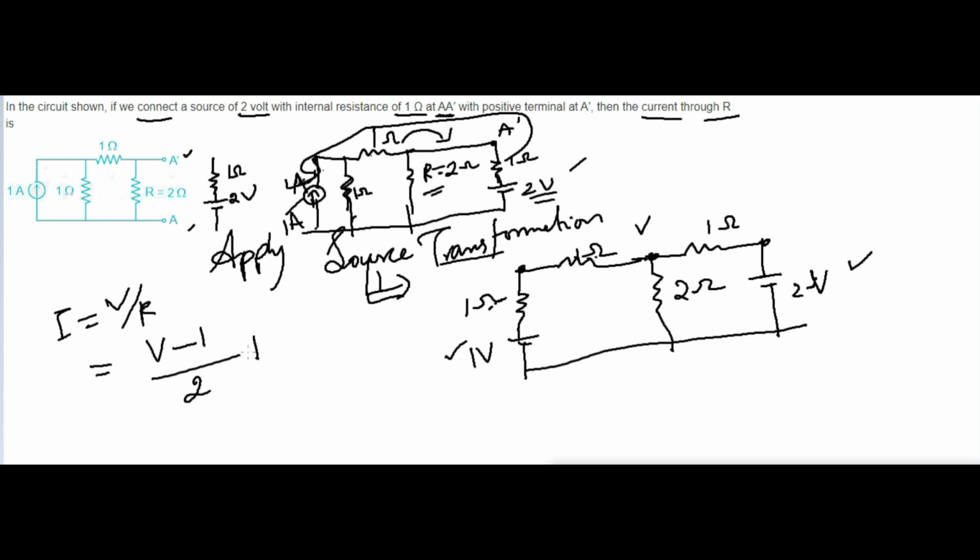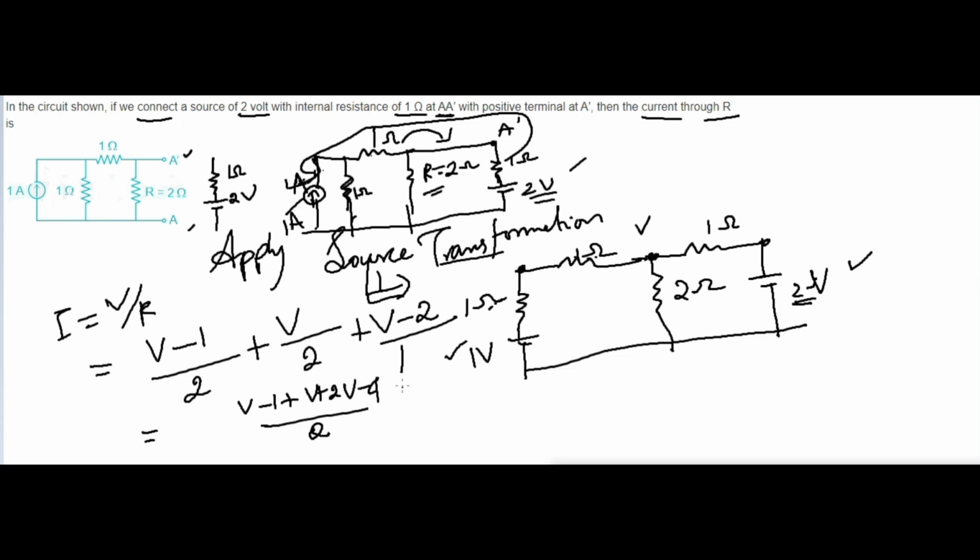Then plus, take this voltage: V divided by the resistor connected to this one, which is 2. Then plus V minus 2, because this voltage is 2, divided by the resistor available here, which is 1. If we calculate by taking the LCM, you will get V minus 1 plus V plus 2V minus 4, divided by the LCM 2, equal to 0. Otherwise, you get 4V equal to 5, which implies V is equal to 1.25 V.